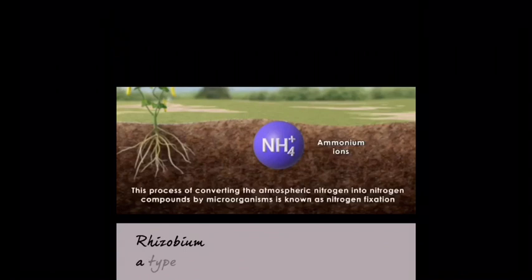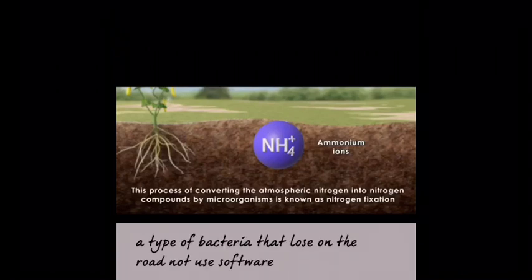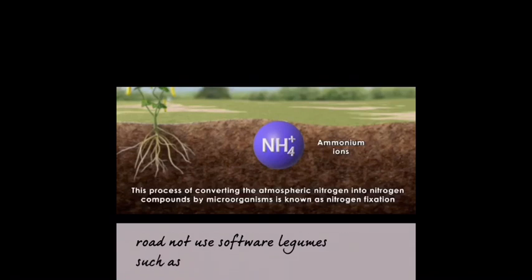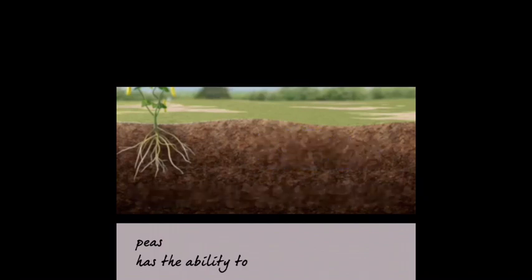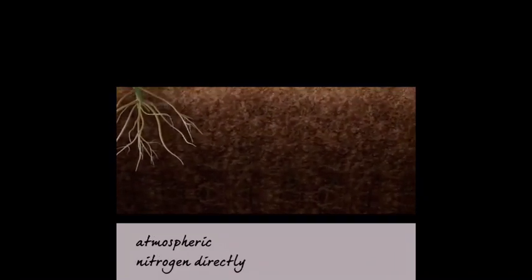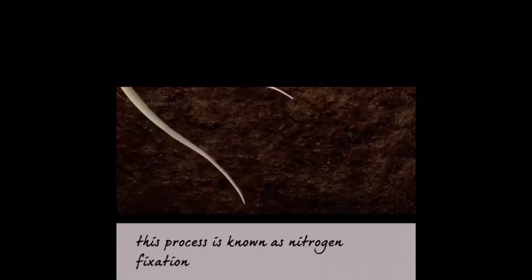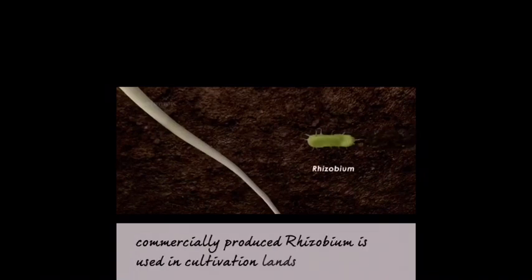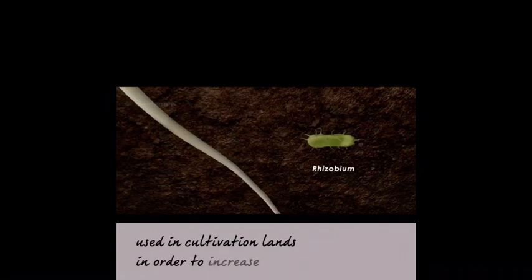Rhizobium, a type of bacteria that lives in the root nodules of legumes such as beans and peas, has the ability to absorb atmospheric nitrogen directly. This process is known as nitrogen fixation. Commercially produced rhizobium is used in cultivation lands in order to increase the yield of legumes.